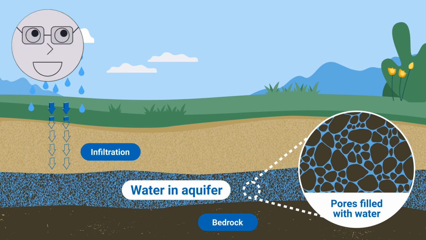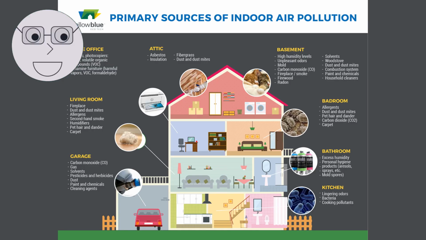Groundwater is a complex mixture of dissolved minerals, gases, and organic compounds. It's also affected by human activities, such as pollution and overuse. Shots of pollution sources, such as landfills and factories, and overuse of groundwater sources.